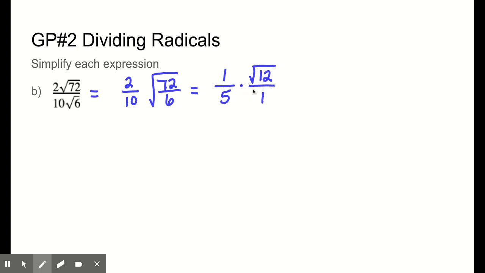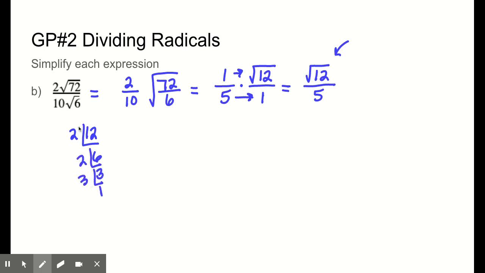And again, that's over an invisible 1, just for the purposes of multiplying our fractions. We multiply straight across, top to top, bottom to bottom. 1 times the square root of 12 is just the square root of 12, divided by 5 times 1, which is 5. Now at this point, we need to try to simplify the radical. And on part A, we weren't able to simplify what we had in the radical, which was just a 5, but because we have 12, we're going to simplify that. So that's 2 and 6, 2 and 3, and 3 and 1. So the square root of 12 becomes 2 times the square root of 3. Our leftovers go back inside, over 5.